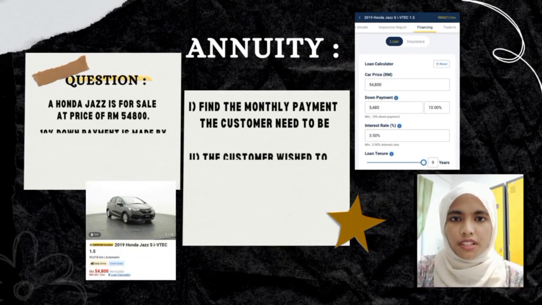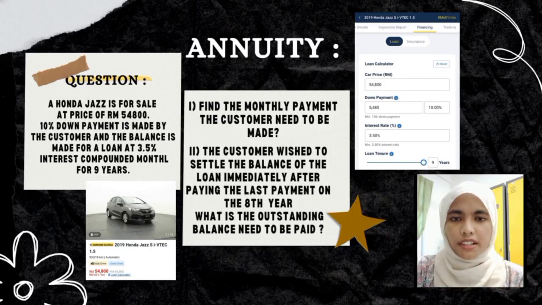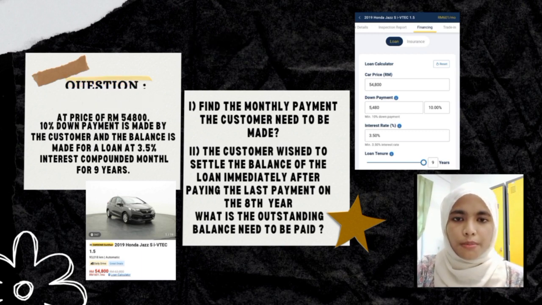The question for annuity is: a Honda Jazz is for sale at a price of RM 54,800. A 10% down payment is made by the customer and the balance is taken as a loan at 3.5% interest compounded monthly for 9 years. Find the monthly payment the customer needs to make. For this special case, the customer wishes to settle the balance of the loan immediately after paying the last payment in the 8th year. What is the outstanding balance to be paid?